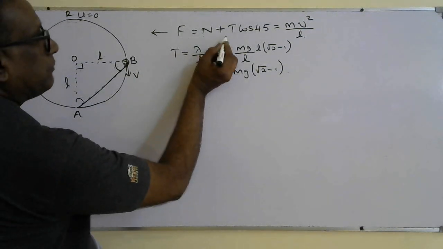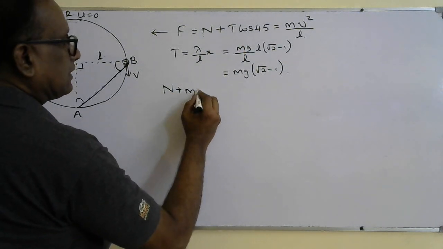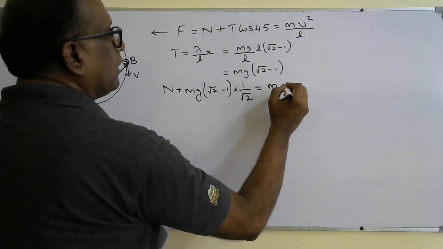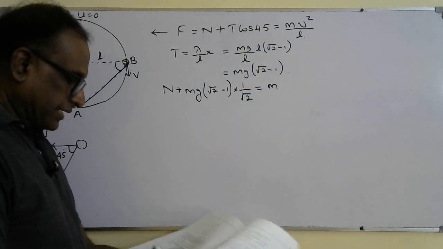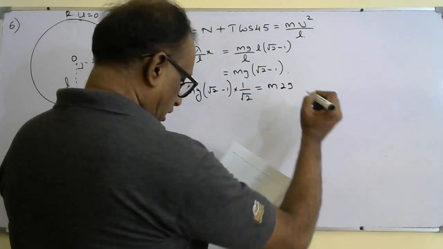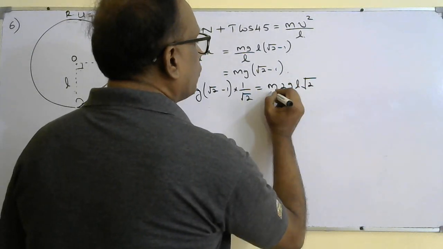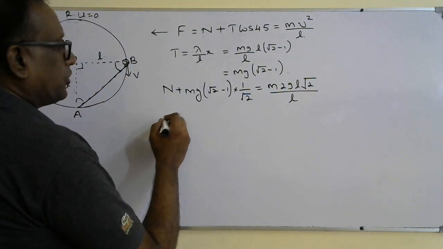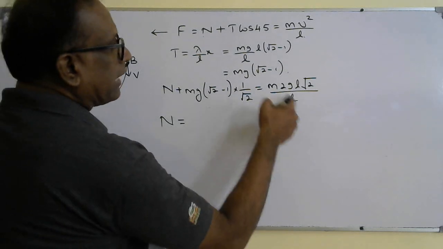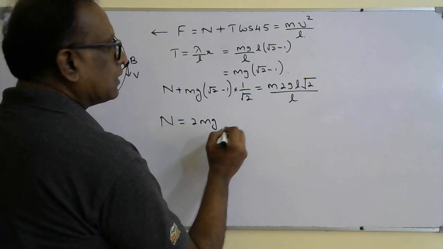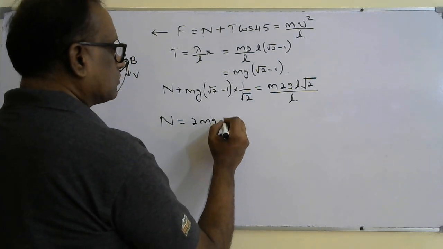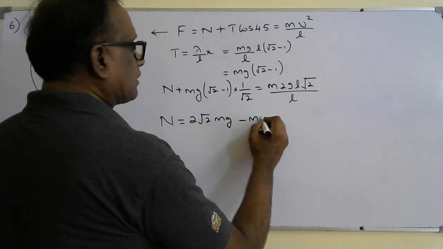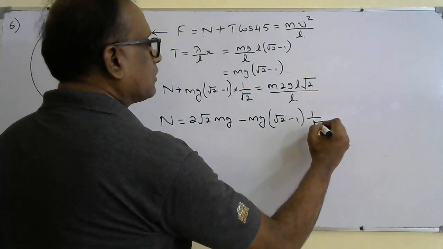So we'll continue from here. N plus, instead of T, mg root 2 minus 1 cos 45, 1 over root 2, equals m v squared over L. We got an expression for v squared, that is 2gL root 2, we got it in the first part, over L. Anyway, this L and this L will get cancelled. So N equals 2 root 2 mg minus mg root 2 minus 1 over root 2.